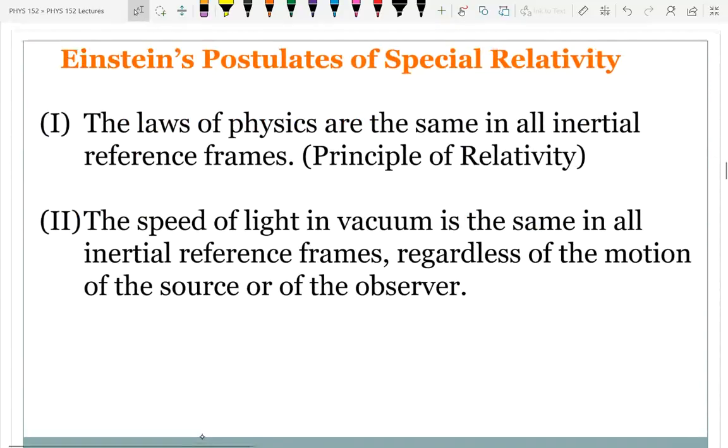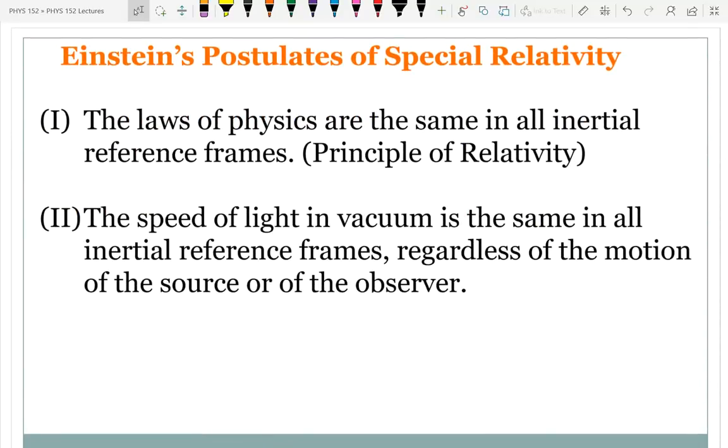So here are the actual postulates within which we get that other way. The laws of physics are the same in all inertial reference frames. So everything that I have taught you should be the same in every inertial reference frame. Now you can breathe a little sigh of relief because I haven't been teaching you complete nonsense.